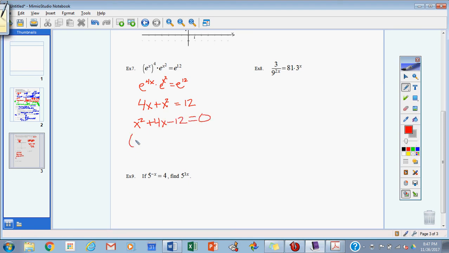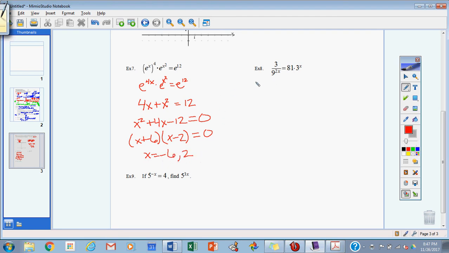And we're going to want to factor. Okay, so here we go. And we've got x plus 6 and x minus 2 will get you home. So we're getting two answers to this one, x equals negative 6 and x equals 2.